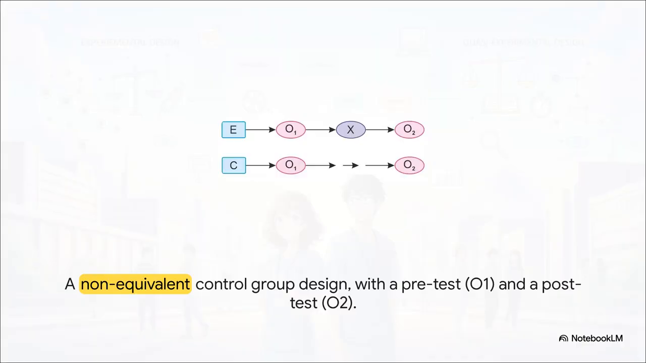And this diagram here shows a super common way this is done. Let's just walk through it real quick. You've got two groups, experimental E and control C. First, the researchers measure both groups to get a starting point. That's O1, the pretest. Then, the new intervention, that X, is given only to the experimental group. And finally, they measure both groups again, that's O2, the post-test. By comparing the amount of change between O1 and O2 in both groups, they can get a really good idea of the intervention's effect, even without that initial coin flip randomization.